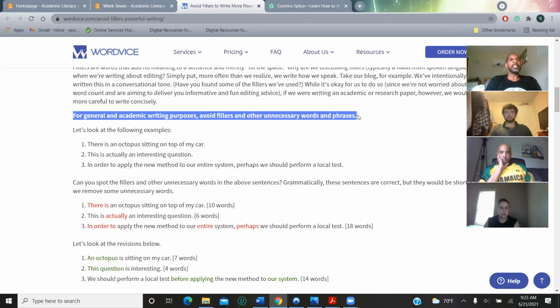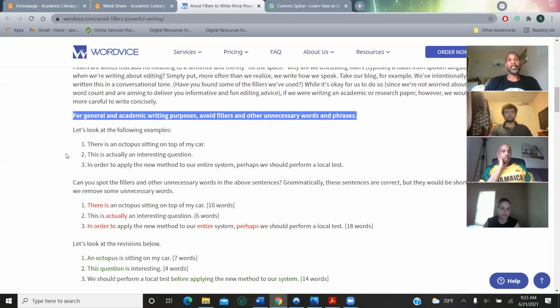All right. So if we look at these in examples, there is an octopus sitting on top of my car. I'd want to know more about that story, about how an octopus got on somebody's car. Okay. Octopuses are one of my favorite animals too. They're so smart. All right. There's an octopus sitting on my car. This is actually an interesting question.